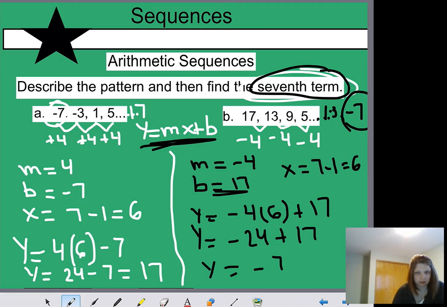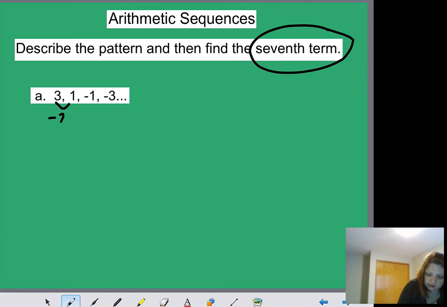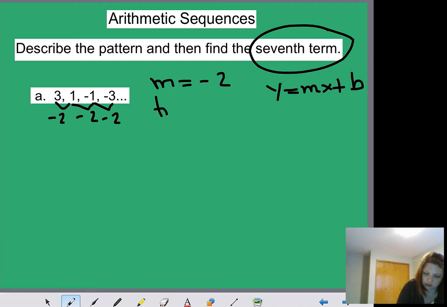Okay, well, let's take a look at another example. So next example, describe the pattern and find the 7th term again. Alright, so what is the pattern here? From 3 to 1 we get by subtracting 2. From 1 to -1, same thing. 1 to -3, same thing. So -2 is always m, right? m is -2. This is the common difference in y equals mx plus b form. Then we gotta find what b is, and b is always the first term of the pattern.